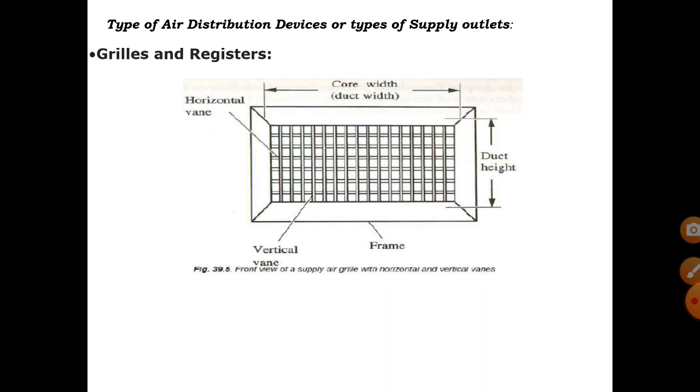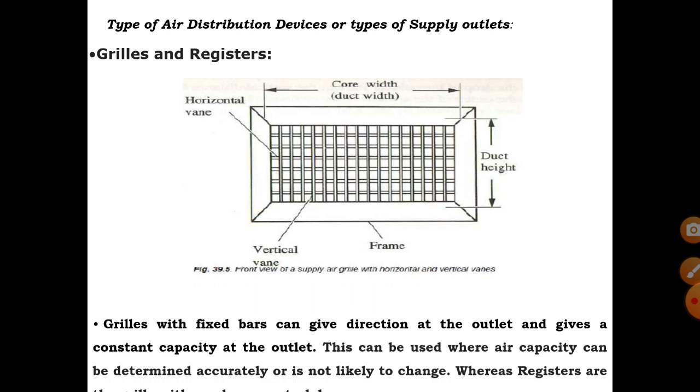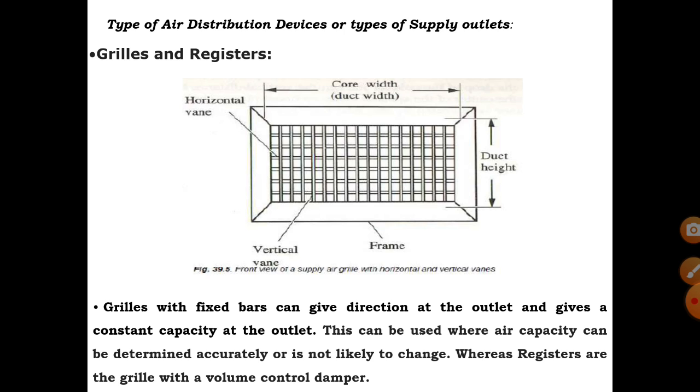For proper coupling of these two things, the dimensions of the duct are also given. Along with that, there are certain vents or fixed bars, horizontal and vertical, provided. This can be used when the air quantity is accurately known or is not to be changed. Because these are fixed bars, they will not move at all. Whatever quantity of air you are supplying to that room, if it is fixed and not likely to change, then you can go for these grills.